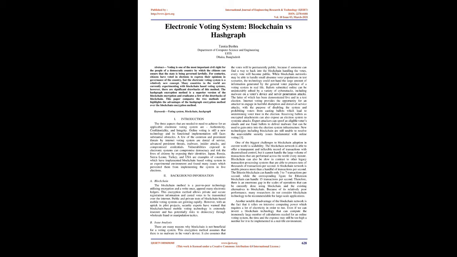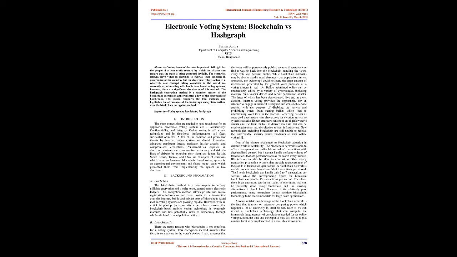Issue analysis. There are many reasons why blockchain is not beneficial for a voting system. This encryption method assumes that there is no malware in the voter's device. It also assumes that the votes will be permanently public, because if someone can find a way to hack into the blockchain handling the votes, every vote will become public. While blockchain networks may be able to handle small absentee voter populations in test scenarios, the technology could not handle the large amount of information generated by the general voter populace of a voting system in real life.